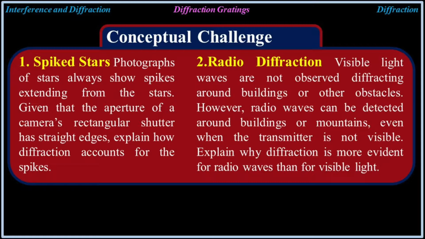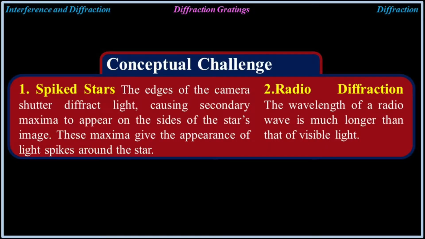Aha. The plot's about to thicken, as they say. Spiked stars. The edges of the camera shutter diffract light, causing secondary maxima to appear on the side of the star's image. These maxima give the appearance of light spikes around the star. And radio diffraction, the wavelengths of radio waves are much longer than that of visible light. Very curious.